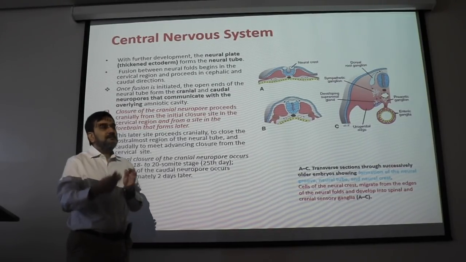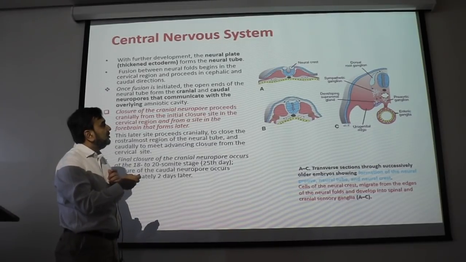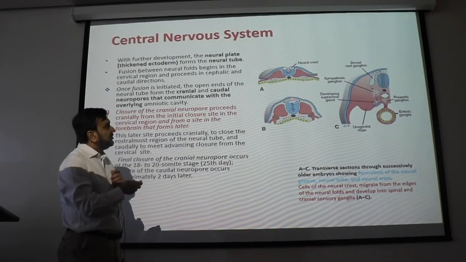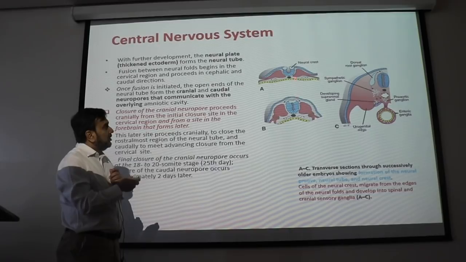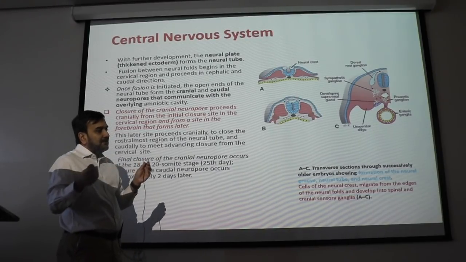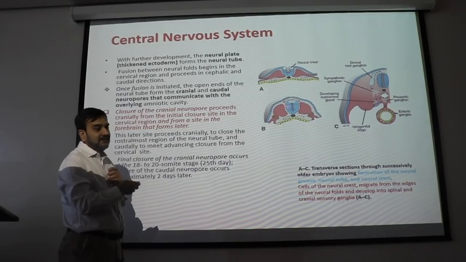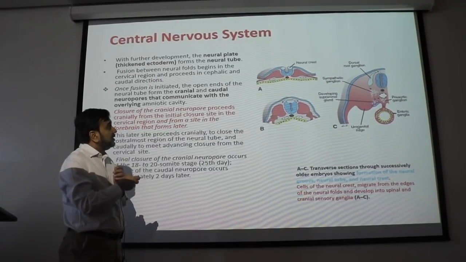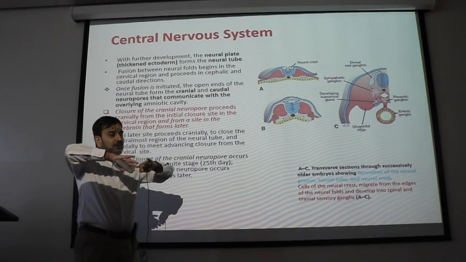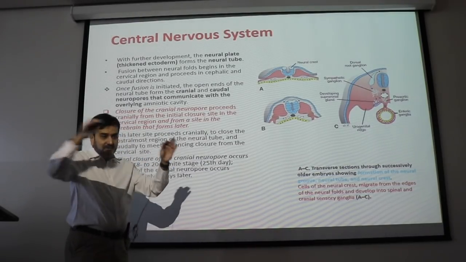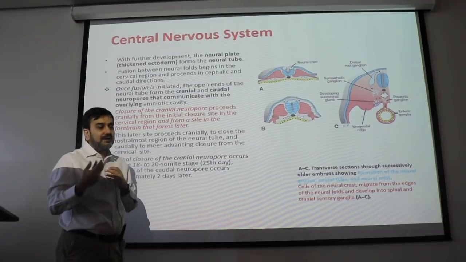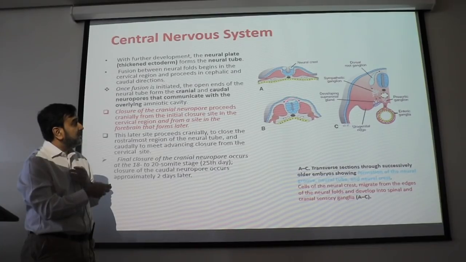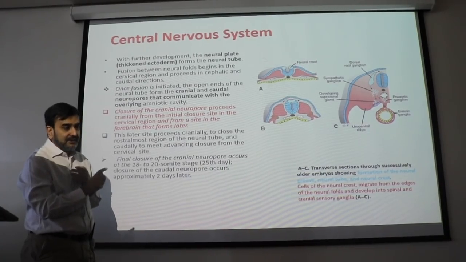And then the middle piece of the neural folds is going to get detached from the surface ectoderm, giving rise to the neural tube. Only the cells on the edge are going to get separated, giving rise to the neural crest cells. So what is happening here? The surface ectoderm, which was here over the top of the notochord, starts to fold, and then it gets detached from the surface ectoderm, giving rise to a tube, which is called the neural tube. The edges of this neural tube are also going to get separated, giving rise to the neural crest cells.